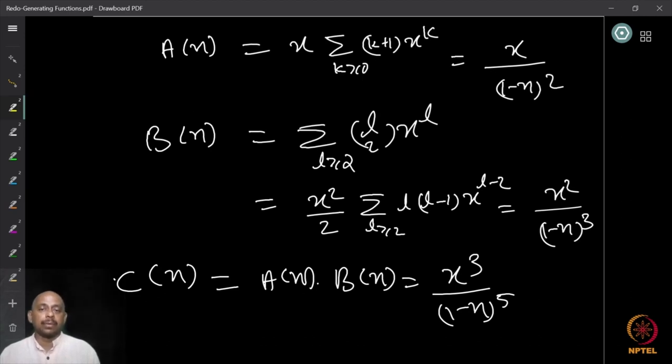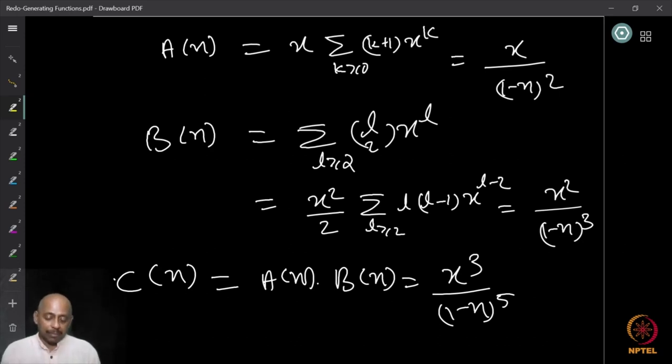Similarly, B(x) is summation l greater than or equal to 2, l choose 2 into x raised to l. If you remember, if you take the derivative once, you will get n into x raised to n minus 1. If you take the derivative twice, you will get n into (n minus 1) into x raised to n minus 2. So I will get l into (l minus 1) into x raised to l minus 2. Now I can take the 2 outside, so I will get x square by 2. So I can write this l choose 2 as x square by 2 into summation l greater than or equal to 2, l into (l minus 1) into x raised to l minus 2.